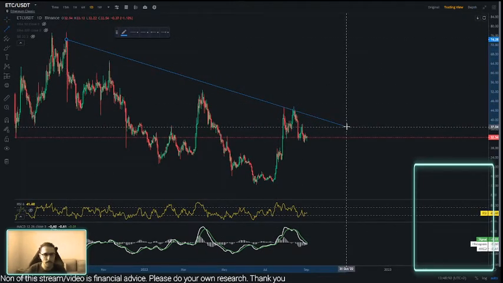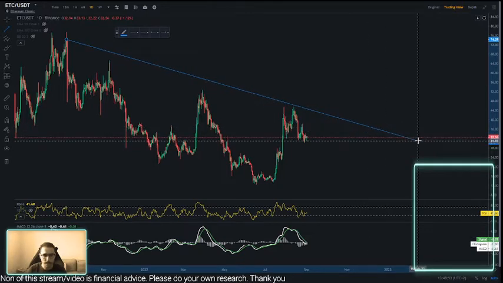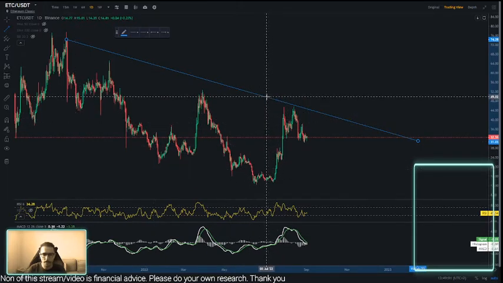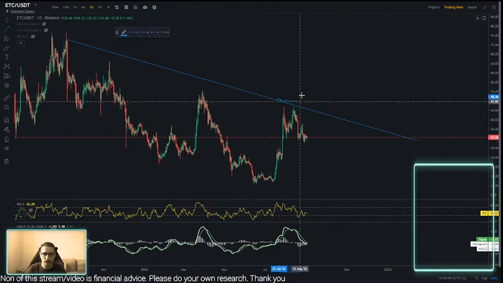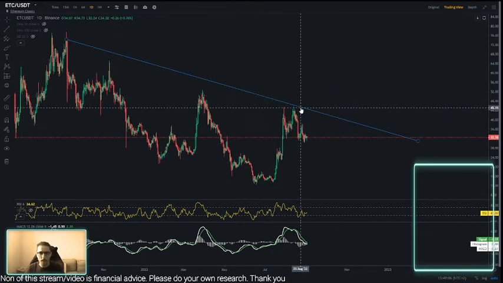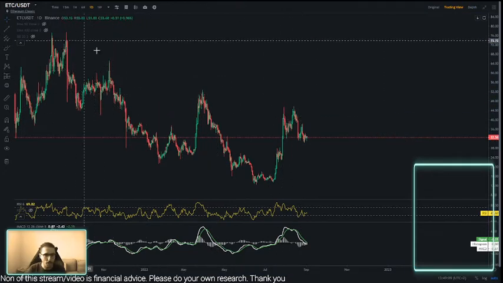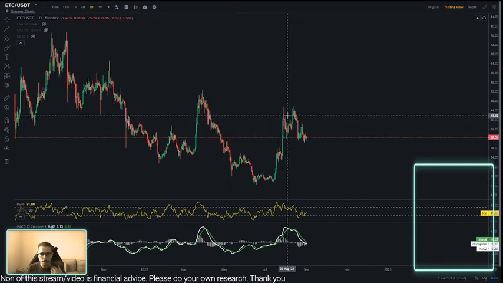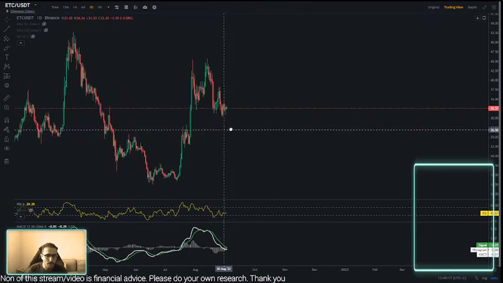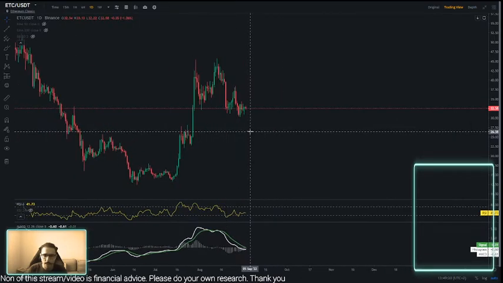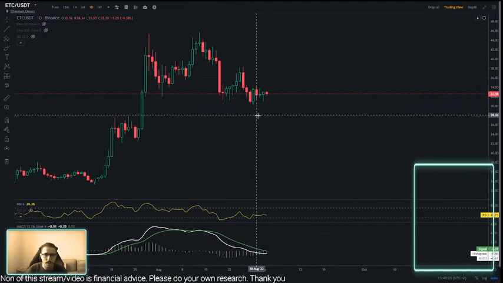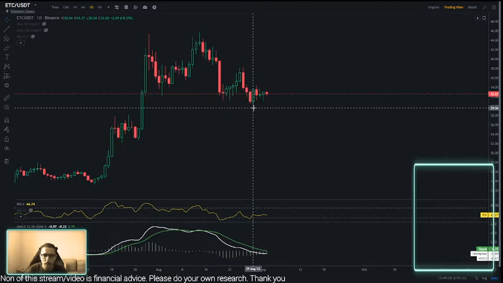From here we can see on the daily that we are still in this descending channel, I guess, or maybe not. It's not clear. Thing is that we are building lower highs each and every time, even though we seem to have a short reversal here. And if we zoom in a little bit, are we seeing something interesting that we can build upon?